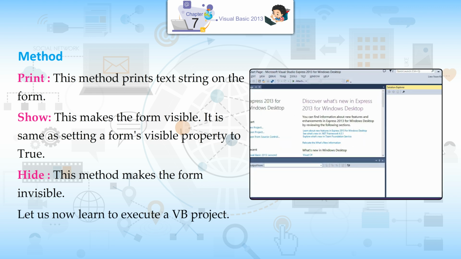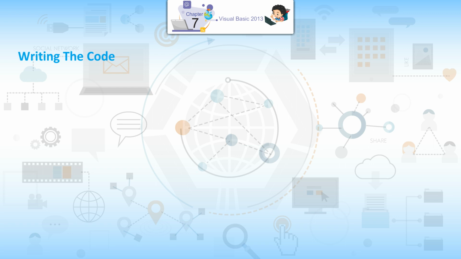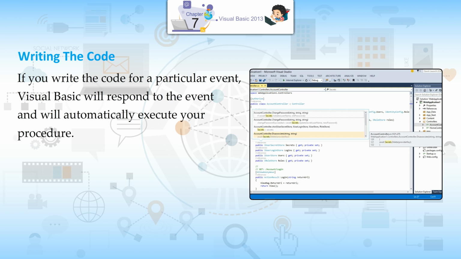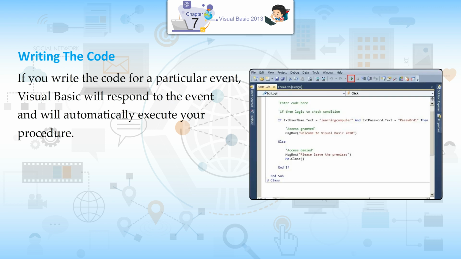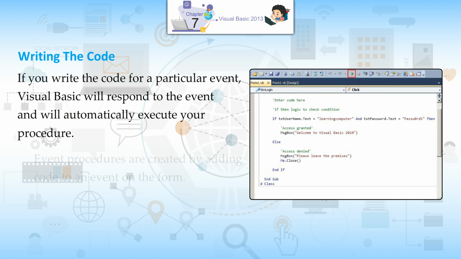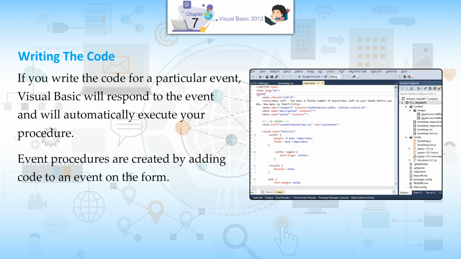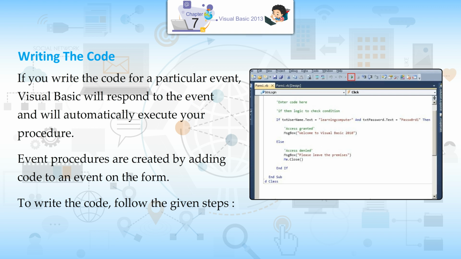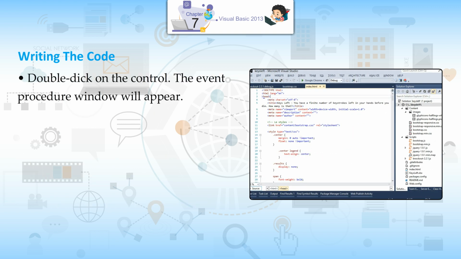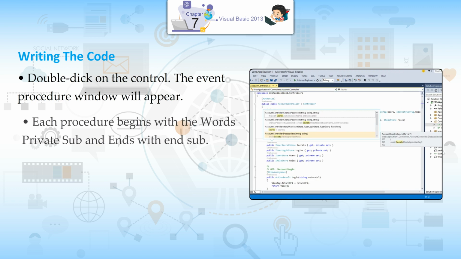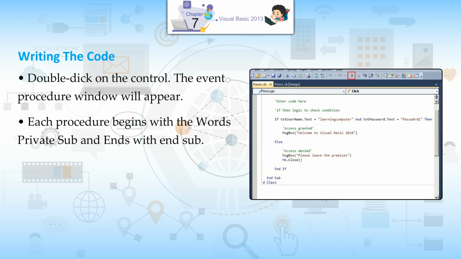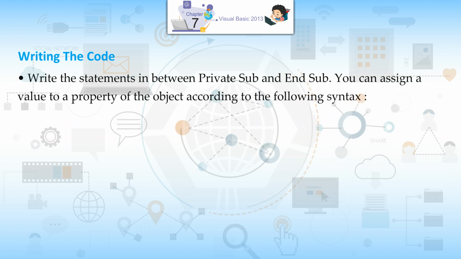Let us now learn to execute a VB project. Writing the code. If you write the code for a particular event, Visual Basic will respond to the event and will automatically execute your procedure. Event procedures are created by adding code to an event on the form. To write the code, follow the given steps. Double-click on the control. The event procedure window will appear. Each procedure begins with the words private sub and ends with end sub. Write the statements in between private sub and end sub.